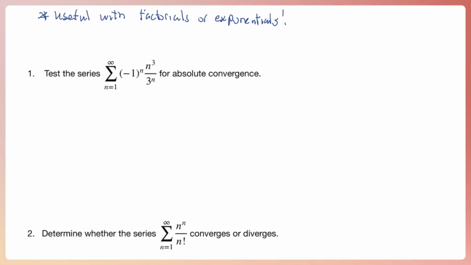Test the series, the summation of n equals 1 to infinity of negative 1 to the n times n cubed over 3 to the n, for absolute convergence. Now, I'm going to do my a sub n plus 1, so I'm going to add 1 to each of my n terms. And I'm going to divide by the given series, where n is n.